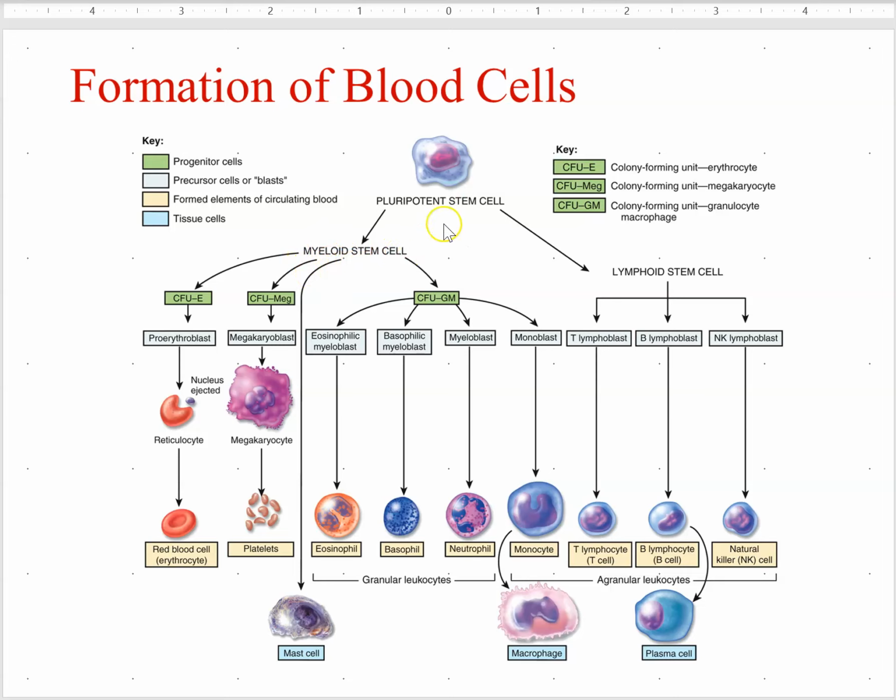Now, these pluripotent stem cells differentiate into two major categories. The first one is a myeloid stem cell, and then you have the lymphoid stem cell. And the lymphoid stem cell gives rise to a very special class of leukocytes, which we call lymphocytes. Now, the lymphocytes include T cells, B cells, and NK cells, which are known as natural killer cells. Now, all of these are very important in functioning as cells of the immune system.